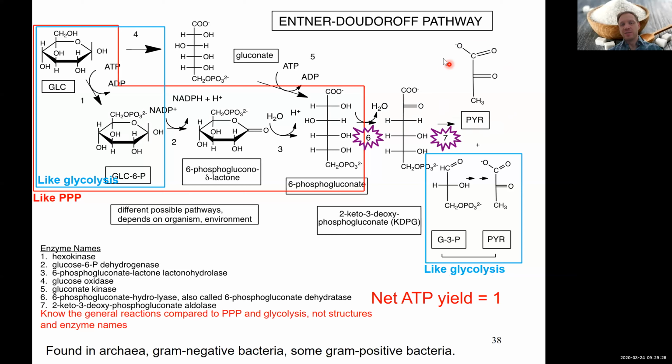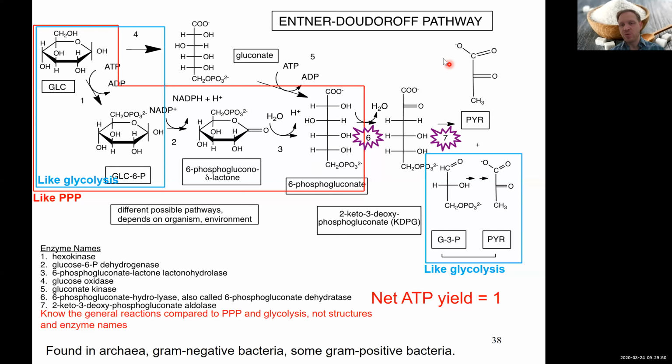So key take-home messages: it's a very ancient pathway. It's a combination of glycolysis and the pentose phosphate pathway with 2 additional enzymes. It has a lower ATP yield, but it allows you to utilize a combination of these pathways to prepare ATP. What I want you to know about this pathway really is only these general reactions as we discussed them in this video.